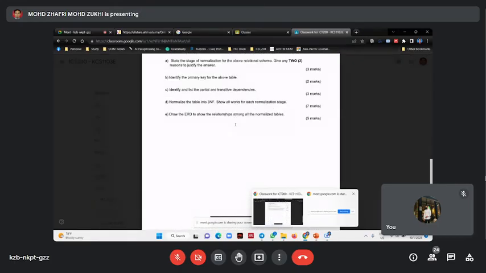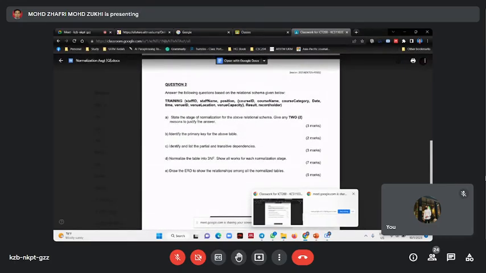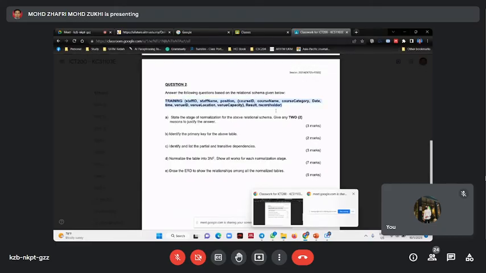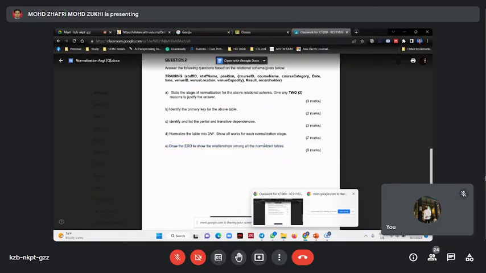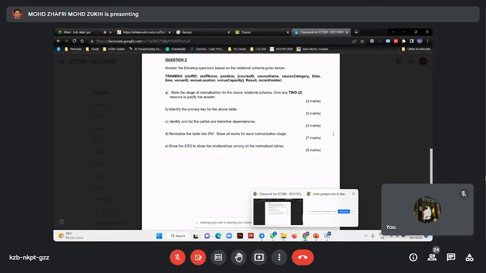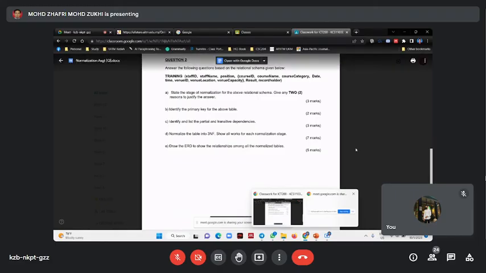The second one is in the form of relational schema. Okay, same as in the example. Okay, if you look at the question, also same. Only the last part, it will ask you to draw the ERD. Okay, draw the ERD to show the relationship. So that's why train yourself to draw the ERD even though the question didn't ask. Okay.